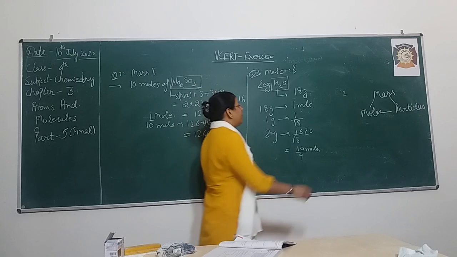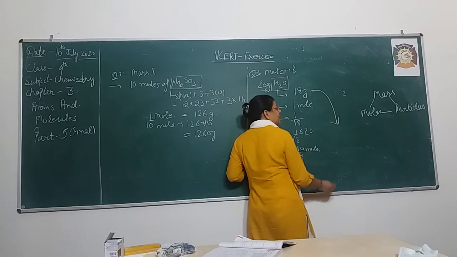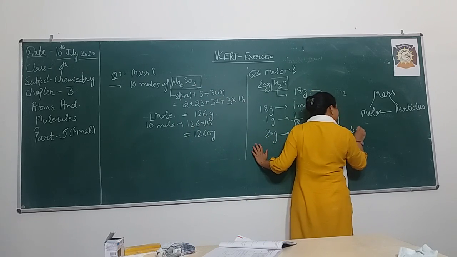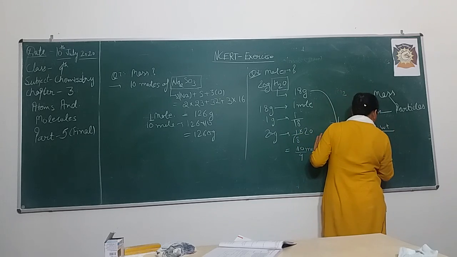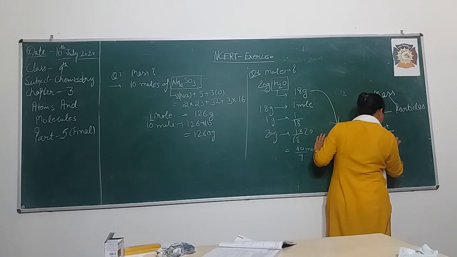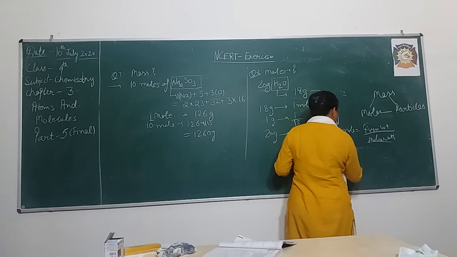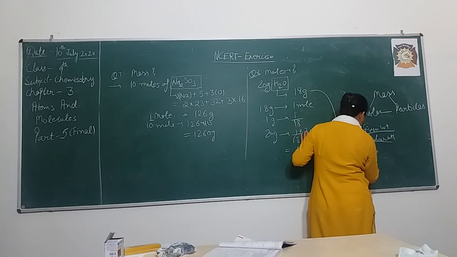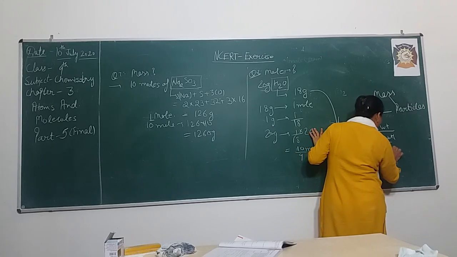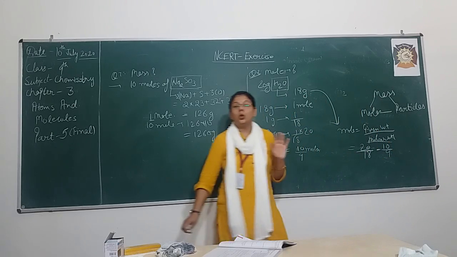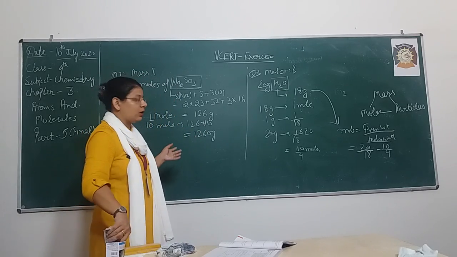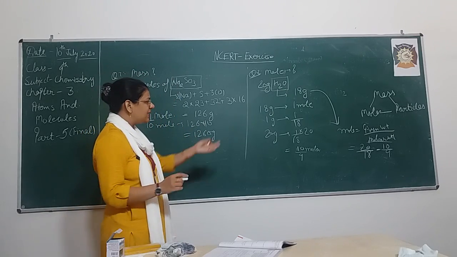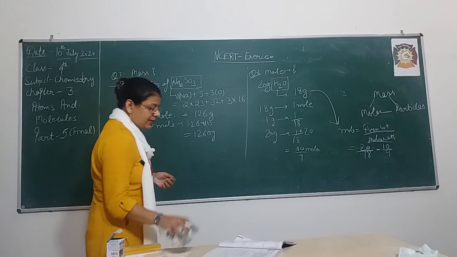There is another way to do this numerical. You know that moles equals given weight divided by molar weight, or molecular weight. The given weight here is 20 and the molecular weight is 18, so 20 divided by 18 is again 10 by 9 moles. You can use either method; the answer in both cases is going to be the same.